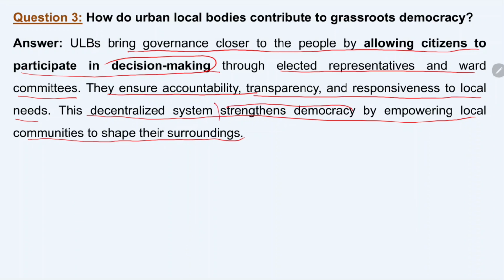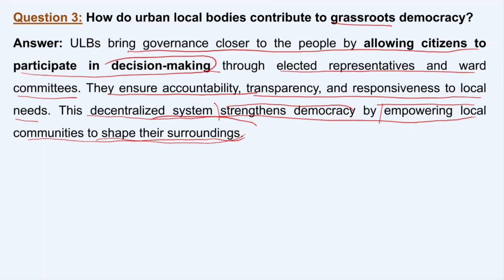So this is how it contributes to grassroots democracy by empowering. How? Because they are giving power to the local communities to shape their surroundings. They'll be actively participating on any kind of problem the society is facing. So in this way they are shaping their surroundings.